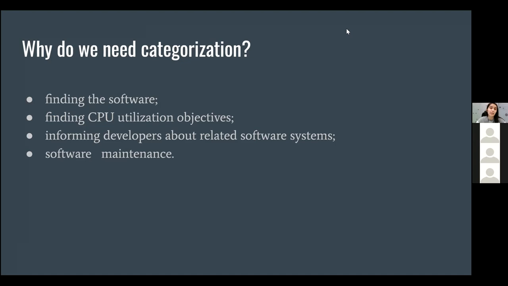Finding CPU utilization objectives: we can understand which category consumes more energy. Also, with the help of categorization, we can inform developers about related software systems. For example, developers can learn best practices. And of course, the last reason is software maintenance. Developers could recognize what problems or bugs can appear in applications from the same category. Also, categorization can help to understand user preferences and improve personalized services.